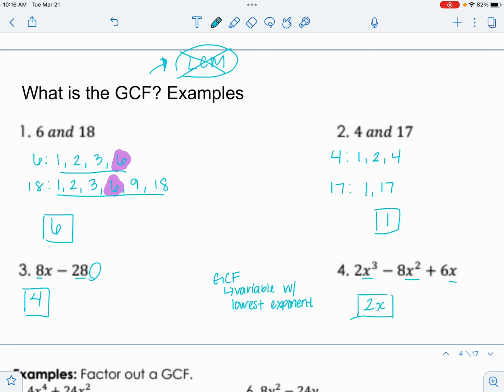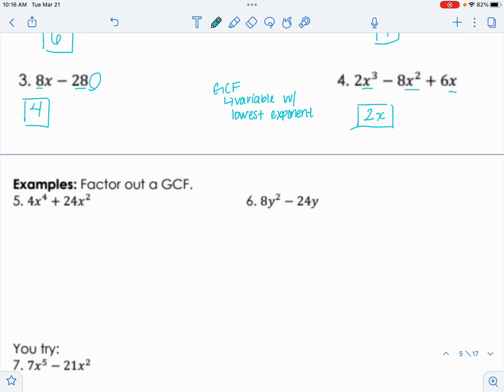So factor out a greatest common factor. We're going to take that greatest common factor and actually start factoring. First we need to identify what the greatest common factor is. I look at it in two pieces like I did for the previous two examples. I look at the numbers first, then I look at the variables, and the number and the variable are going to make up my greatest common factor as long as I have a variable to factor out.